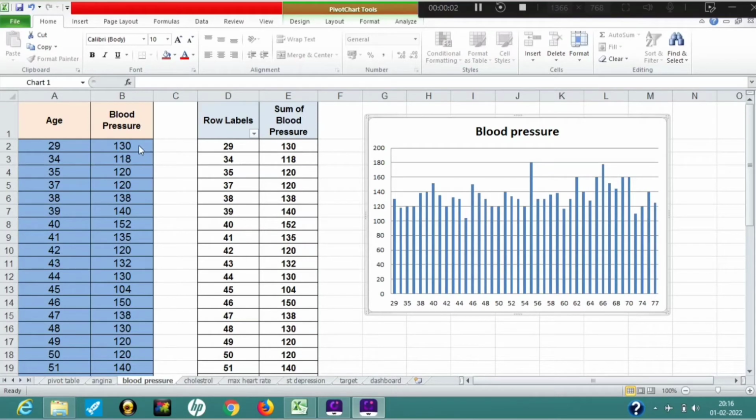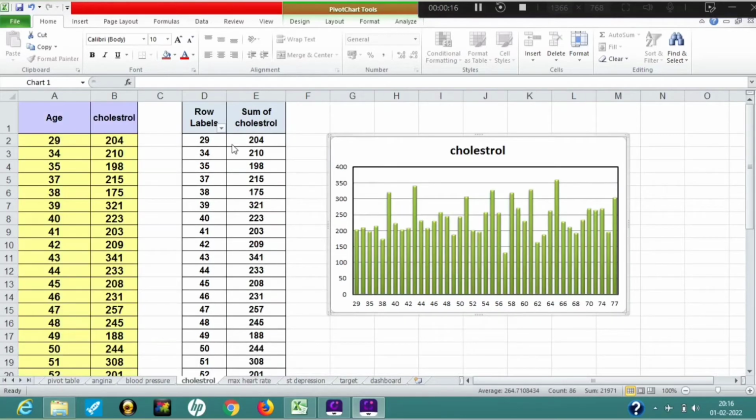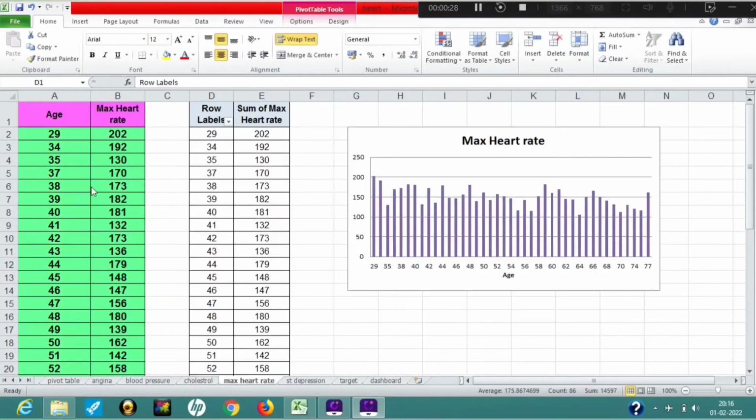I have collected data for blood pressure. Using this data, I have created my pivot table and pivot chart. At the age of 55, the blood pressure is very high. Then I have taken data for cholesterol and created a pivot table and pivot chart. At the age of 65, the level of cholesterol is very high.